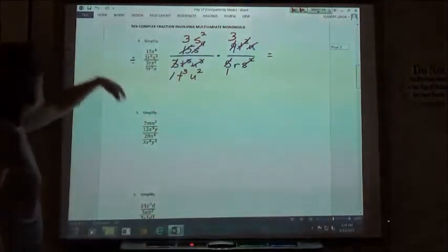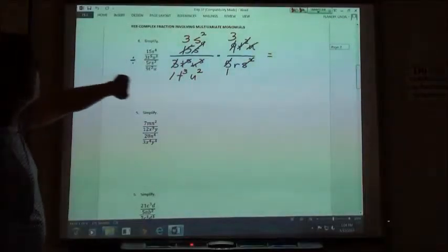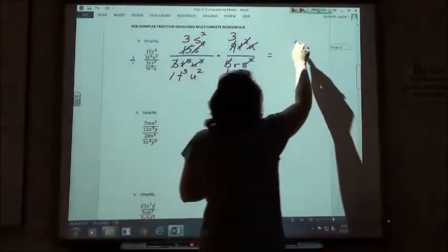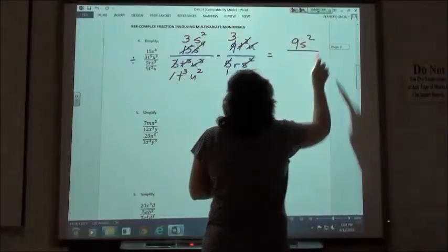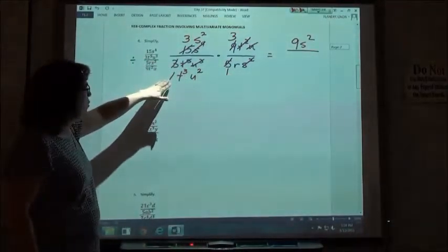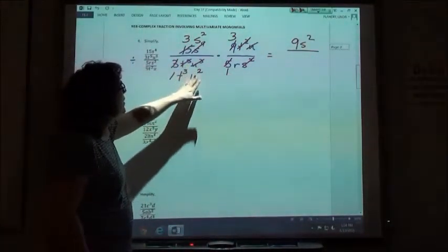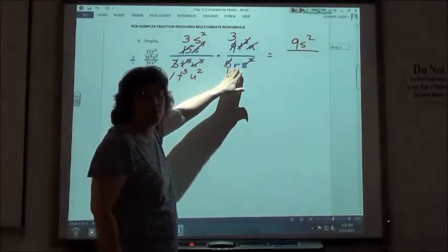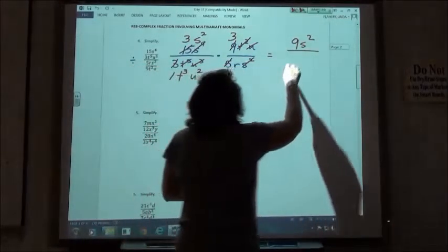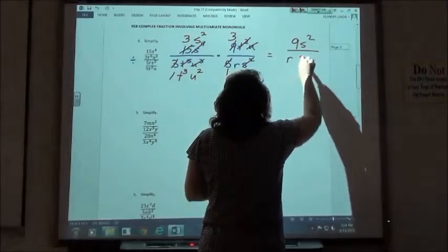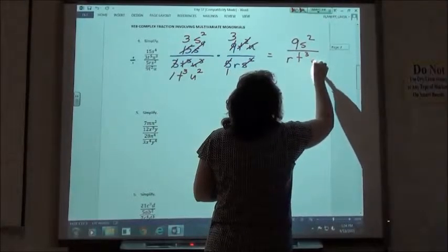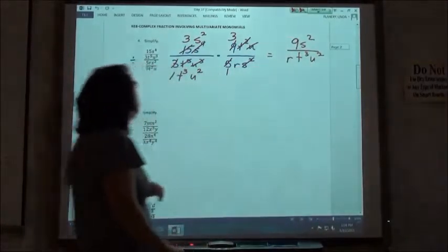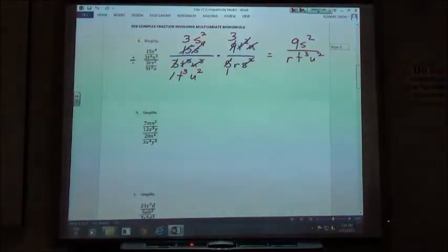On the top, I've got a 3s squared times a 3, so 3 times 3 is 9, 9s squared. On the bottom, I don't really need the 1. I've got a t to the 3rd, a u to the 2nd, and that little r smashed in there. Since I like it alphabetically, I'm going to write the r first. Not that it matters. So r, t to the 3rd, and u squared are all left on the bottom.